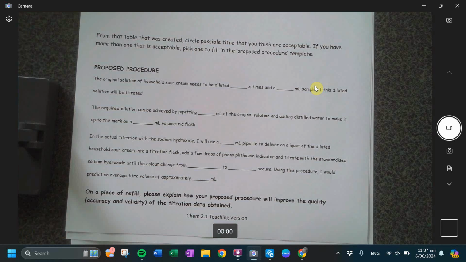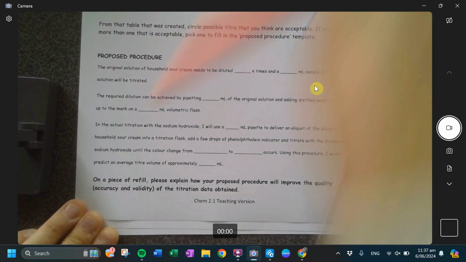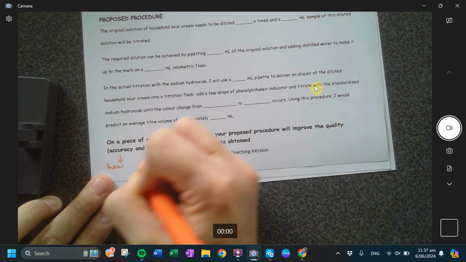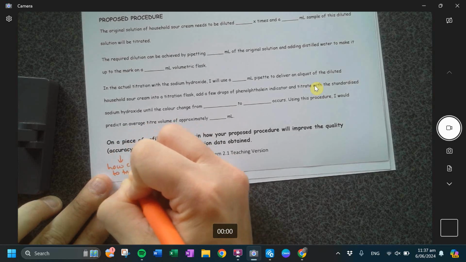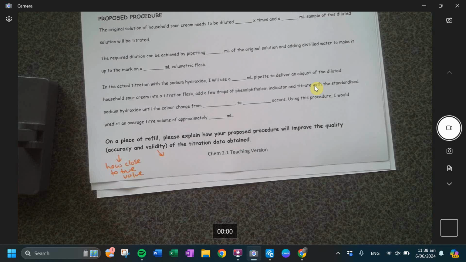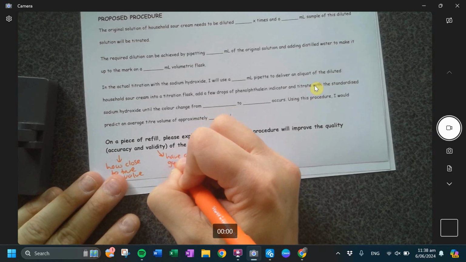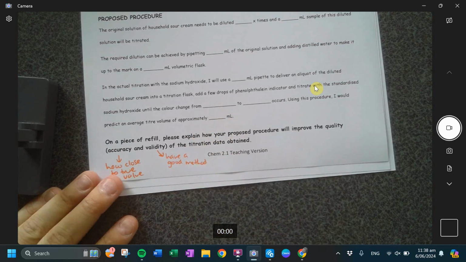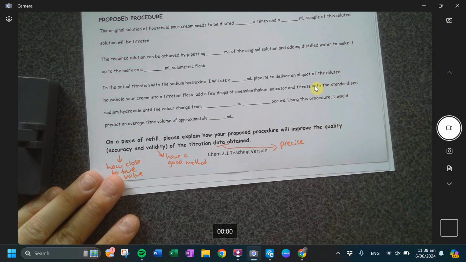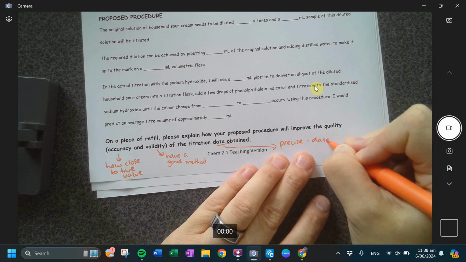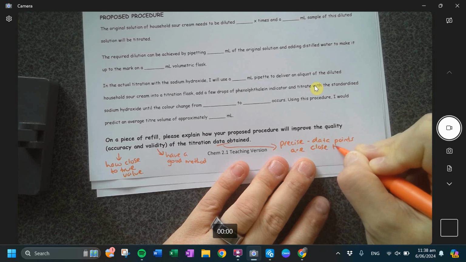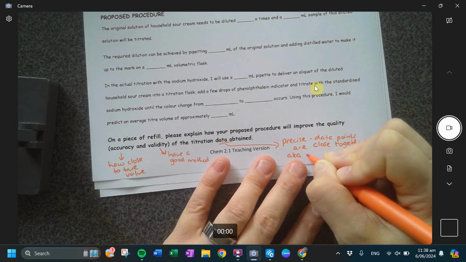Now, just as a reminder, when we talk about accuracy, we are talking about how close are you to the true value. And when we talk about validity, we want to talk about if you have a good method. The other thing that we want to note is that we want to make sure that our data is precise. So we want to make sure our data points are close together. AKA, you want to remove outliers.